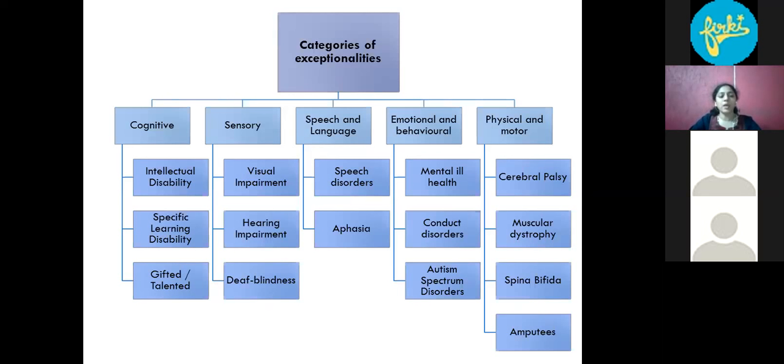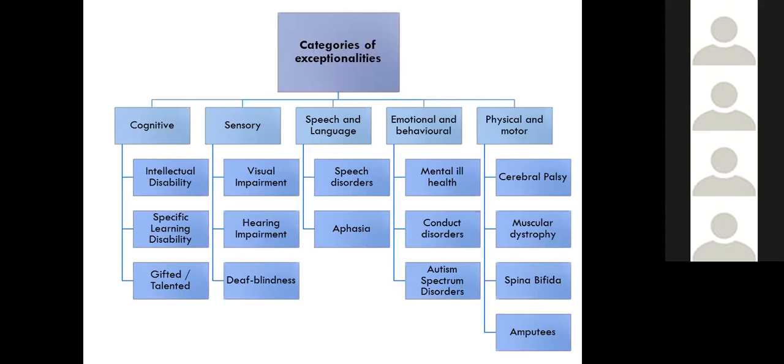Now, when I'm talking about cognitive capacities, this has to do with how individuals are able to utilize their cognitive skills and cognitive processes. When we see that there is a deficit in the cognitive processes, it leads to a condition called intellectual disability, or if certain specific processes are affected, it can lead to a specific learning disability. Or, as we were talking about earlier, those who have very high cognitive capacities would be the gifted and the talented.